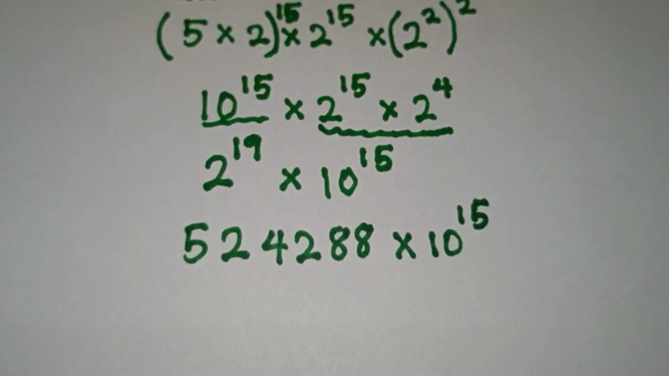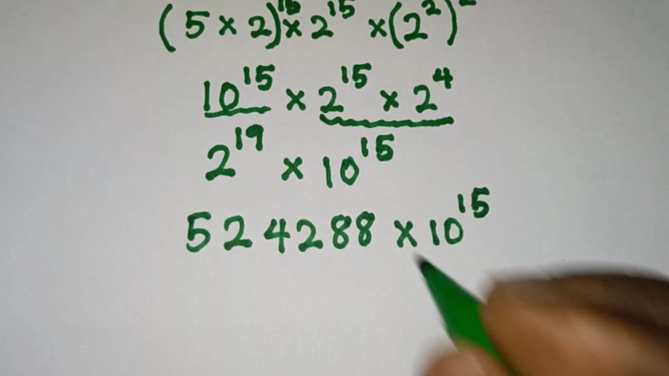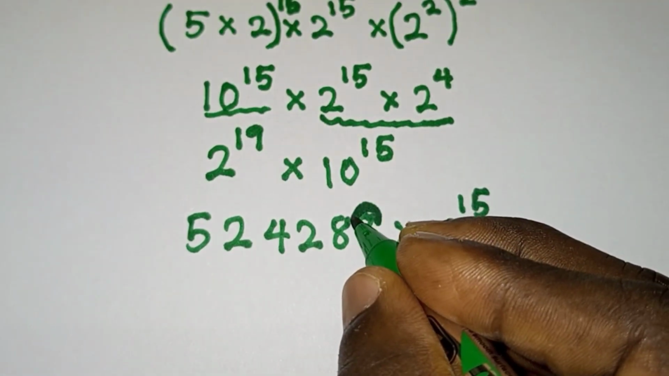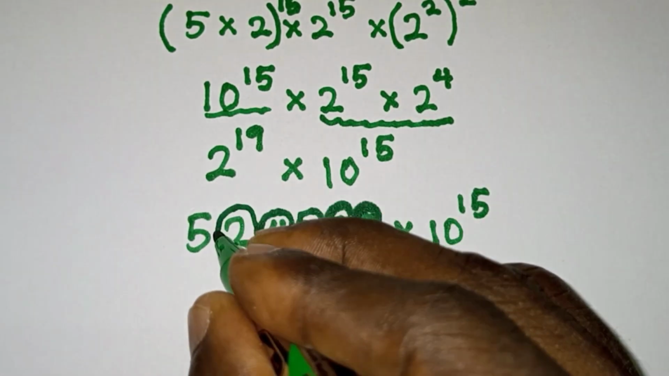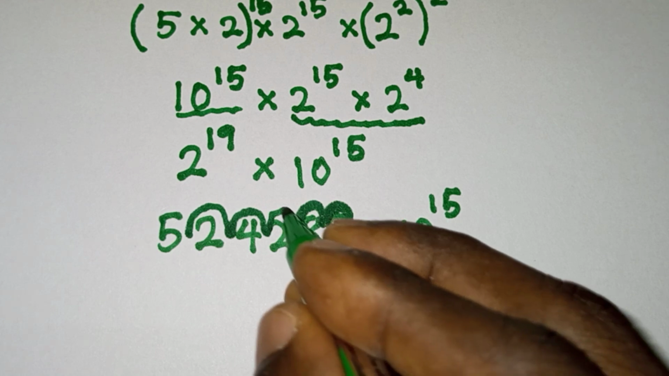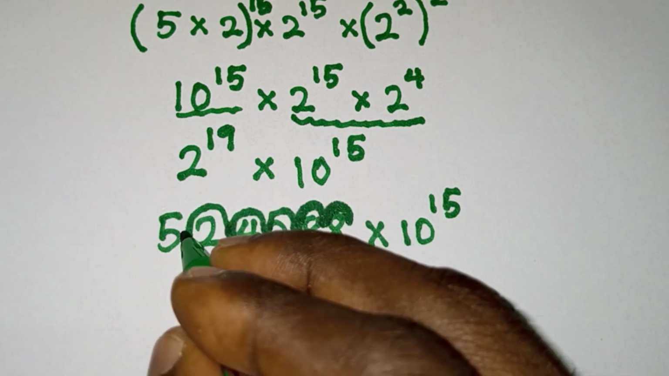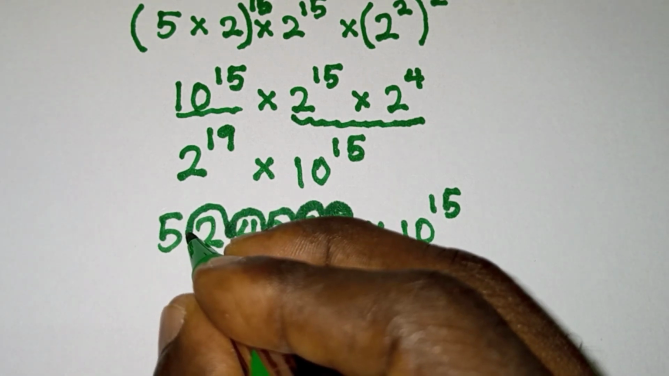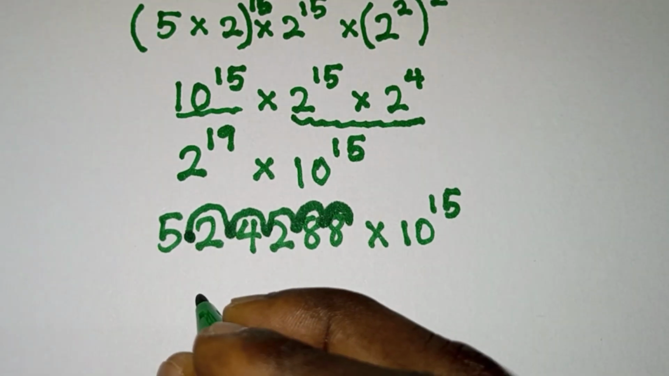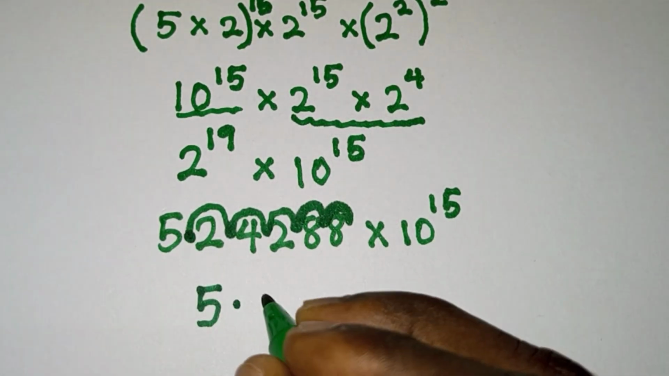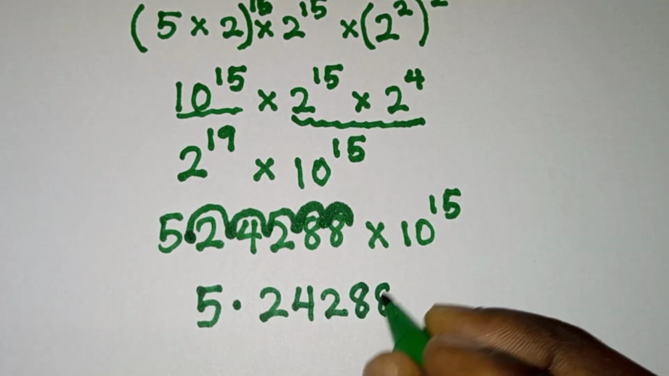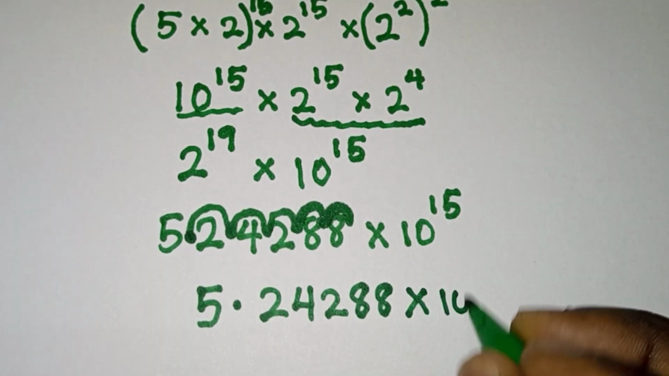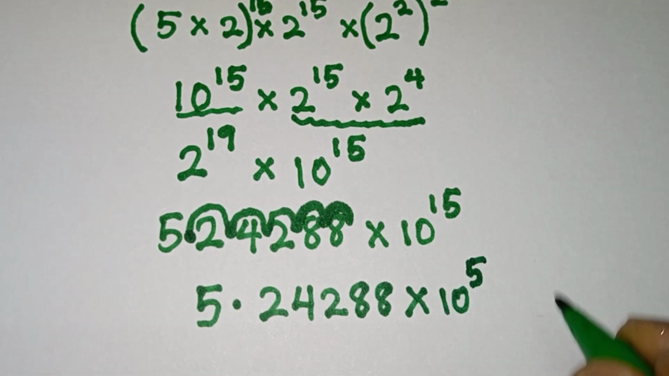How do we write this in the standard form? Let's do that. We are moving from the right to the left, so we have 1, 2, 3, 4, 5. So we moved 5 times from here. So we're going to have 5.24288 times 10 to the power 5.